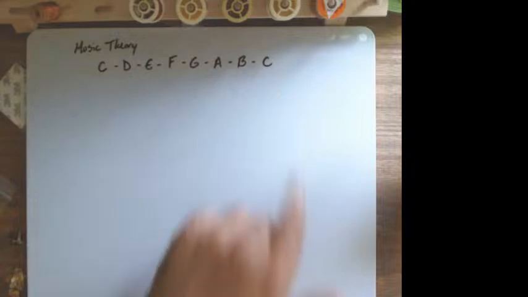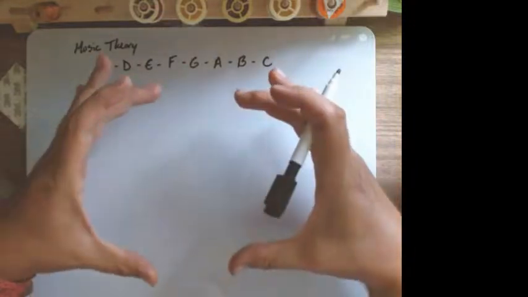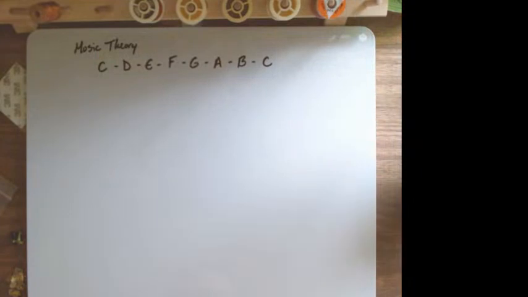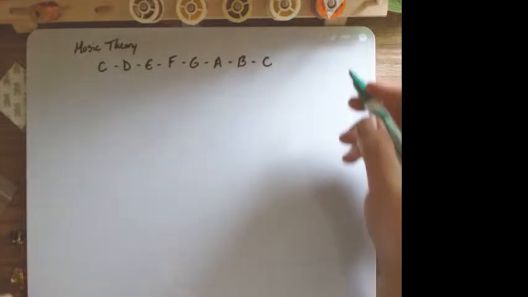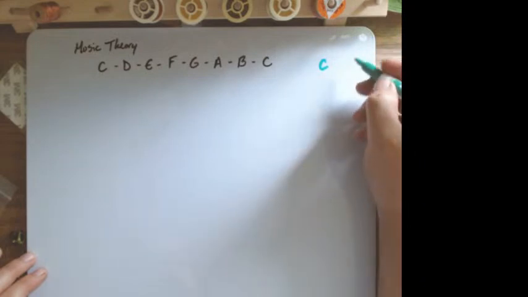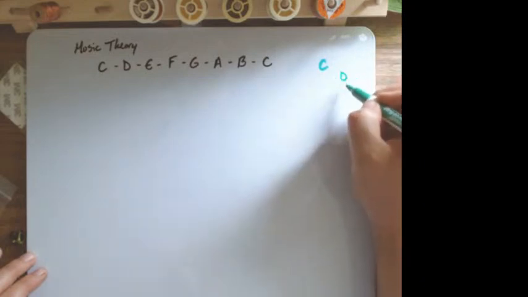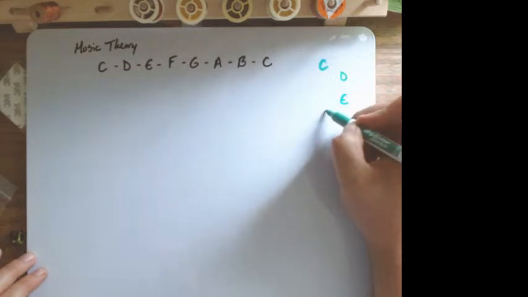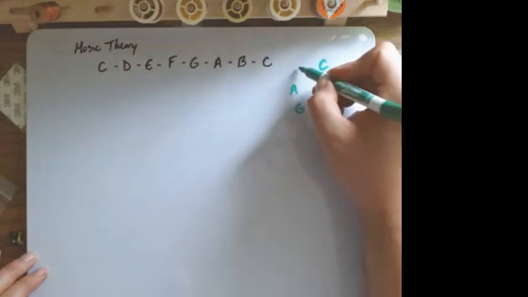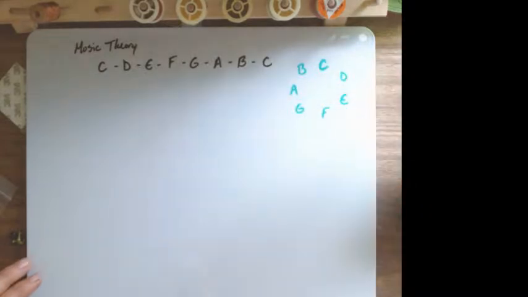If I'm going to take this and put it in a circular form, I can do that right over here. And you know what? I'm going to choose a different color. Let's go with green. Hopefully you can see green. So if I go C, there we go, D, E, F, G, A, and B. I'll show you the reason why we use a circle the way we do.